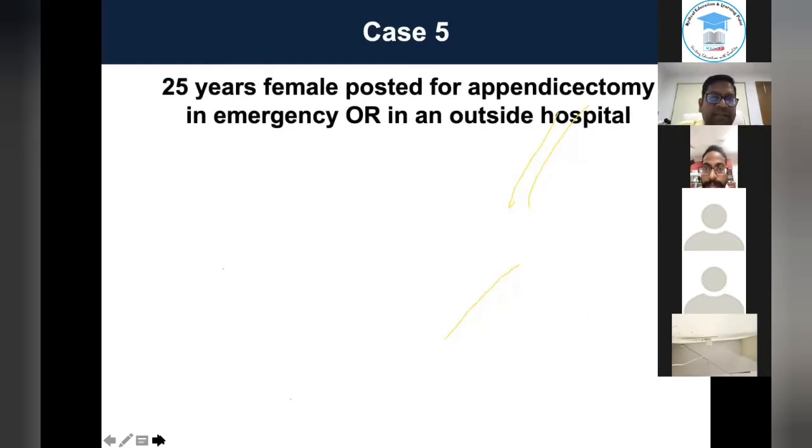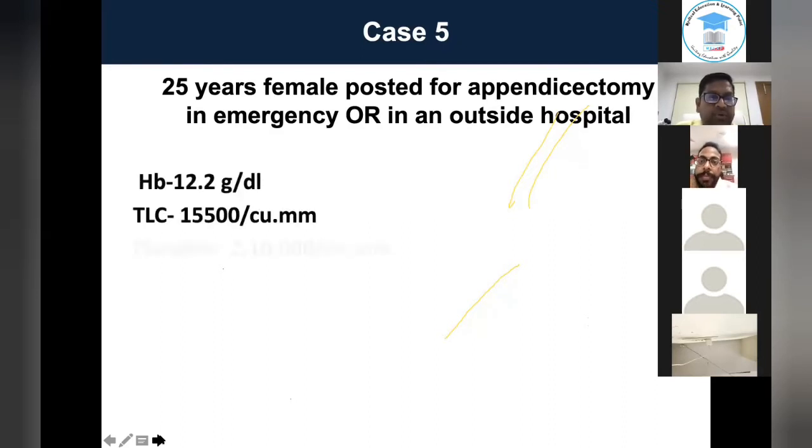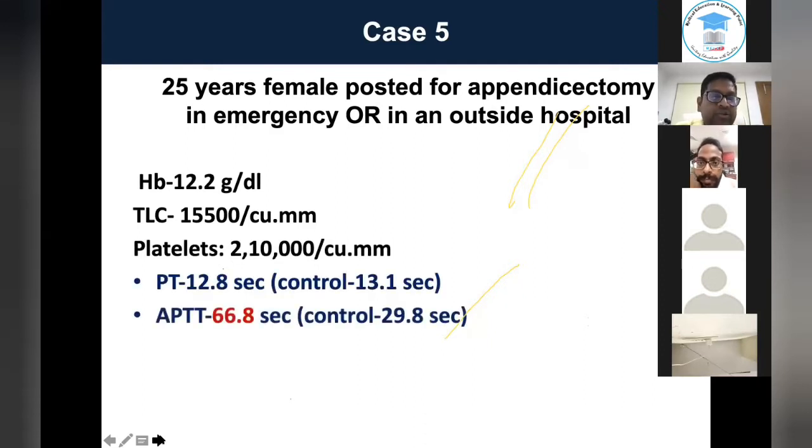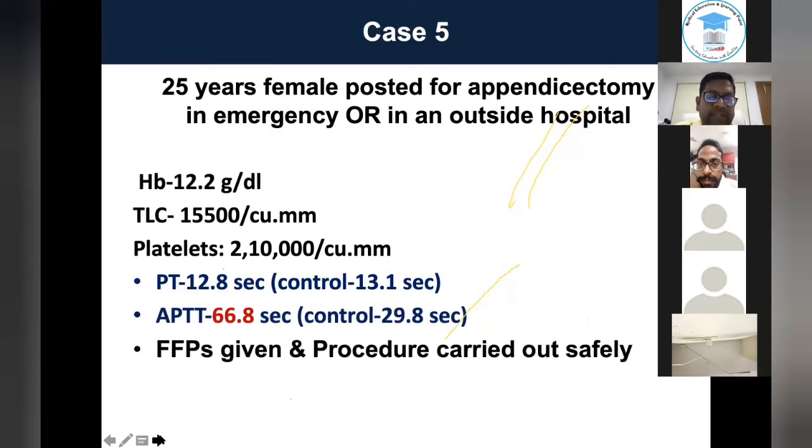Coming to the next case, a 25-year-old female posted for appendicectomy in the emergency OR in an outside hospital. Hemoglobin is 12.2. WBC count is 15,500. Platelet is 210,000. And APTT shows prolongation. The patient was given FFP. The procedure was carried out safely.